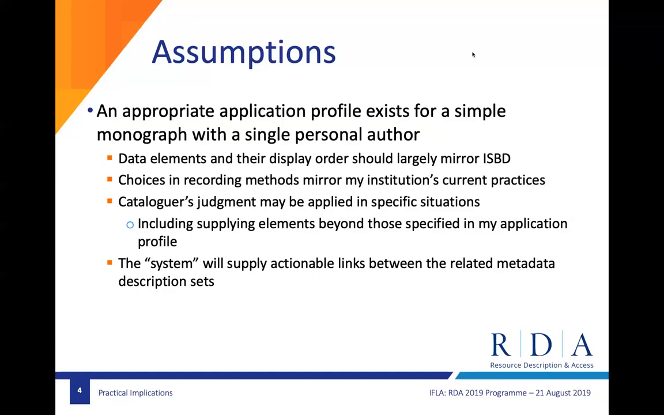The application profile allows me to use cataloger's judgment in specific situations, including supplying elements beyond those specified or required in my application profile. And the system, whatever that system is, will supply actionable links between the related metadata description sets that I create.